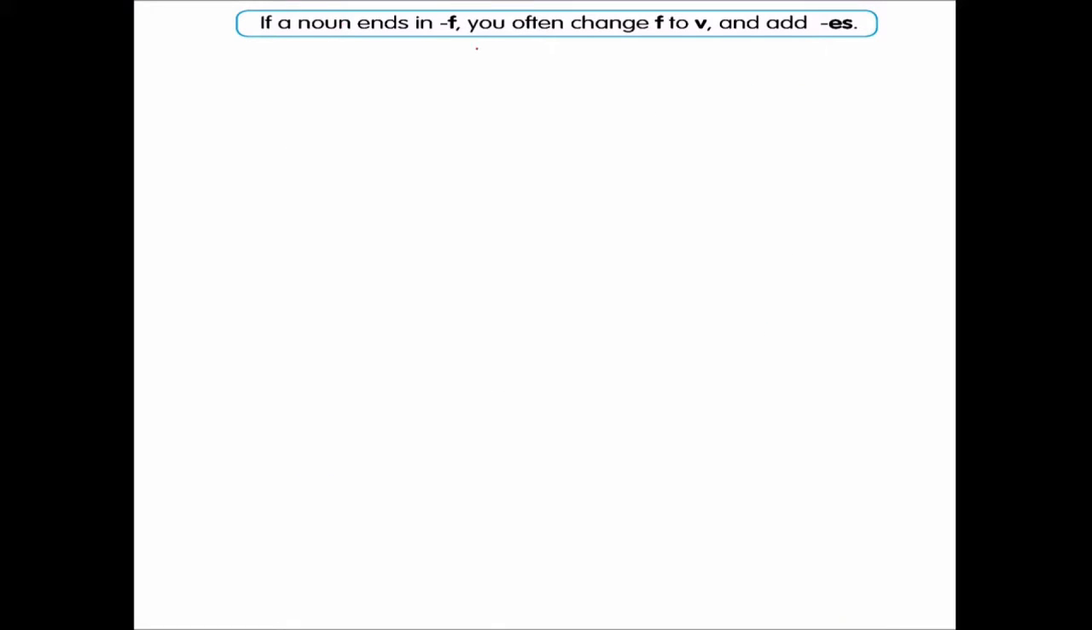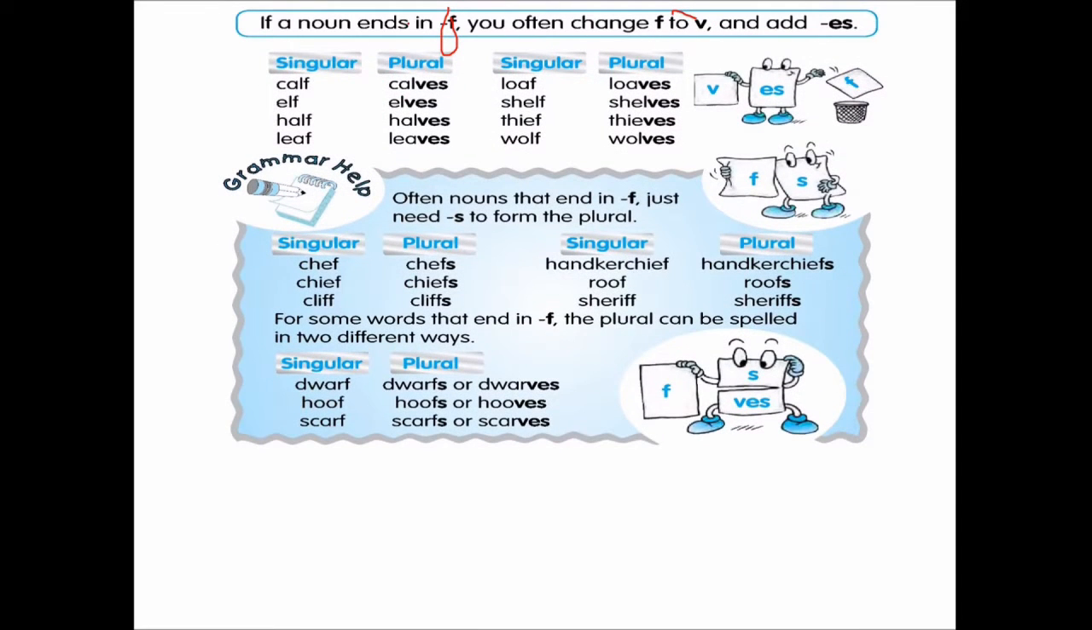But if a noun ends with f, you often change f to v and then add es. So if you have nouns ending with f, what you are going to do is add a v and then es, like calf, calves; elf, elves; half, halves; leaf, leaves; loaf, loaves; shelf, shelves; thief, thieves; wolf, wolves. So if you have f, throw out f, add v, and then es.